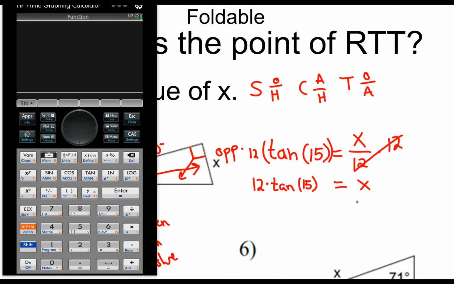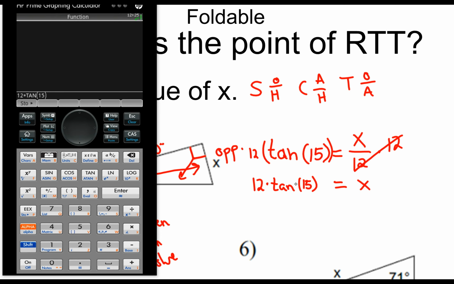Okay. Hopefully everybody has a calculator now. So what we need to do is put this into our calculators, writing exactly as that says. We're going to say 12 times, then click the tangent button on your calculator. There should be a button that says TAN for tangent. And then in the parentheses, we're going to write 15.